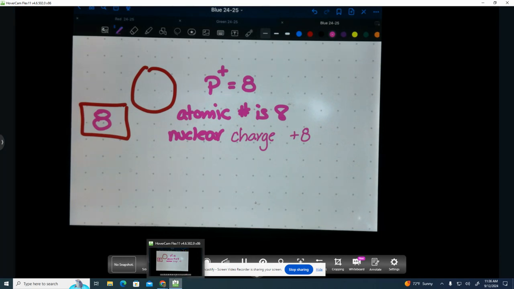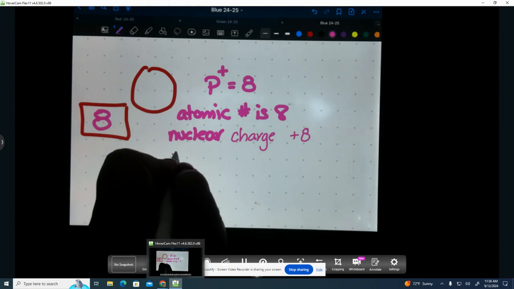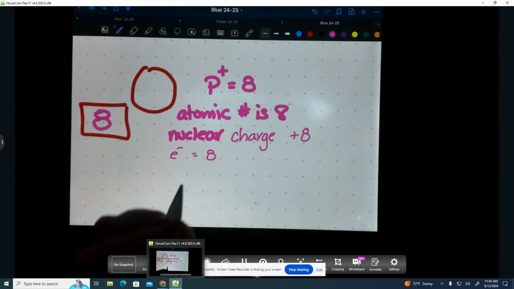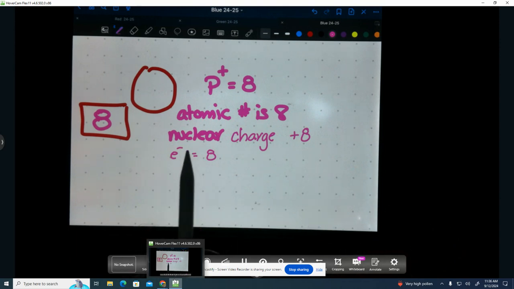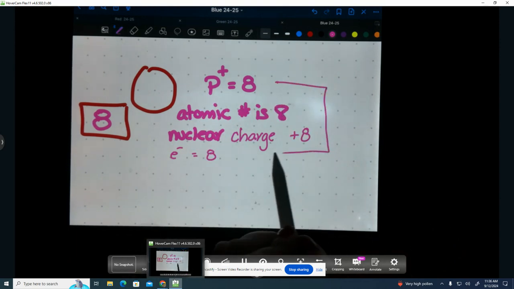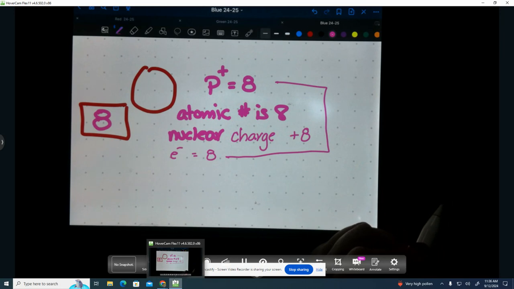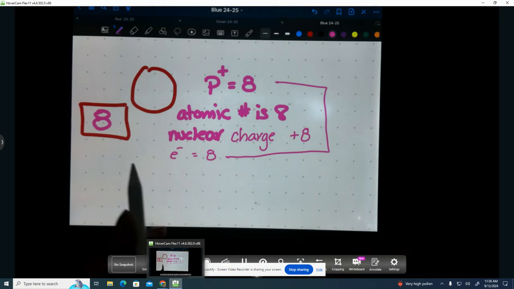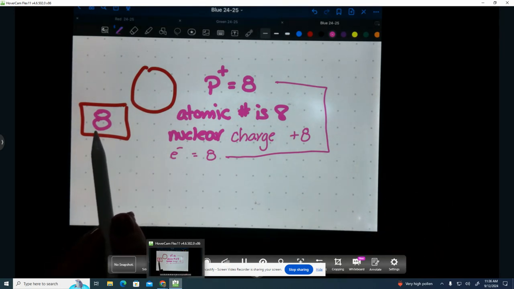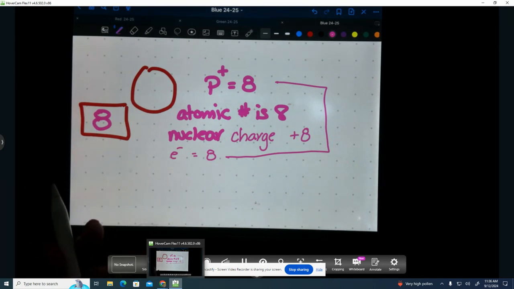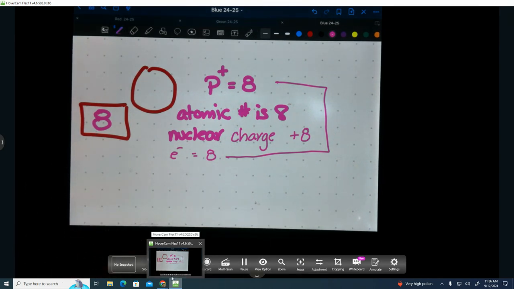How many electrons does this oxygen have? 8. The electrons is going to be 8 because it is an atom of oxygen. So the number of protons and the number of electrons are going to be equal to each other. So this number right here in the bottom left corner is huge because it tells us so many things. It tells us protons, atomic number, nuclear charge, and the number of electrons. It's all the same number. They could just ask the question 4 different ways.